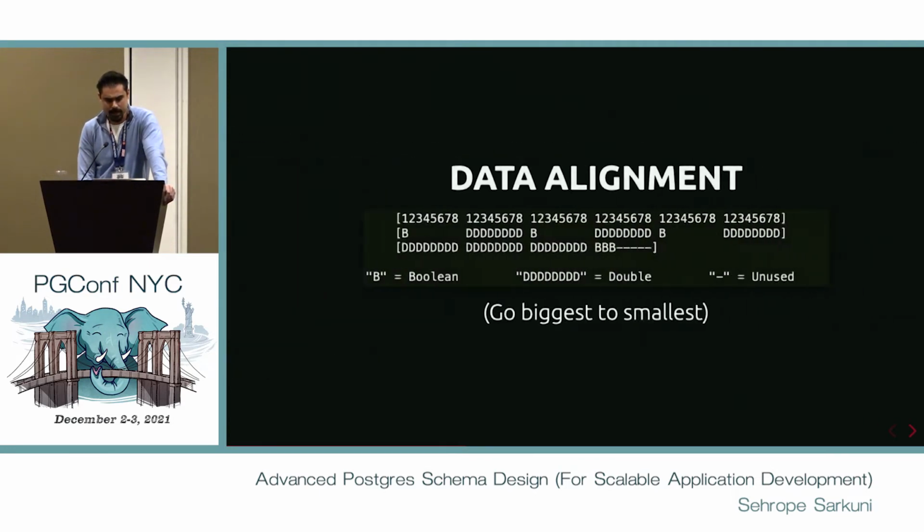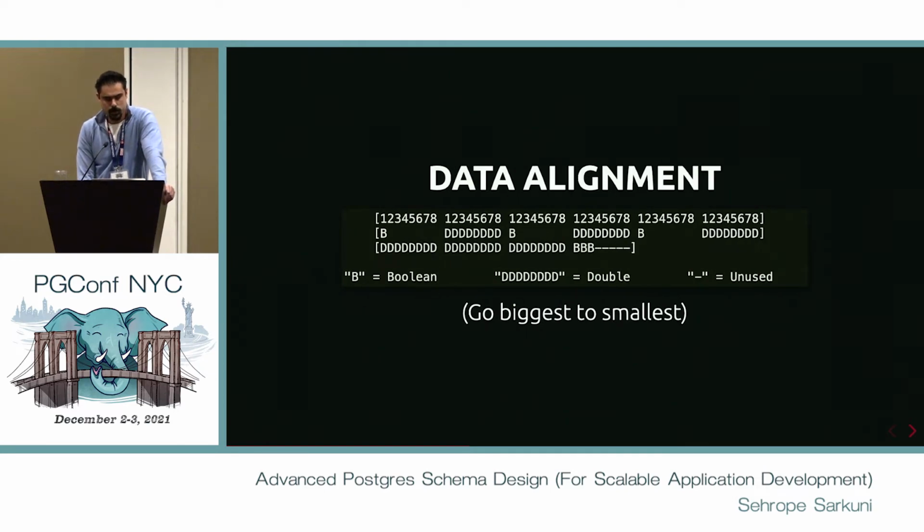So what's actually happening in that bad example you're seeing here is the first byte is that Boolean, and then there's 7 bytes where it's just completely empty because it can't be used for anything, and then the next double starts. So those 8 Ds afterwards are the double. And then you have another Boolean and another 7 bytes that are empty. Another Boolean, another 7 bytes that are empty.